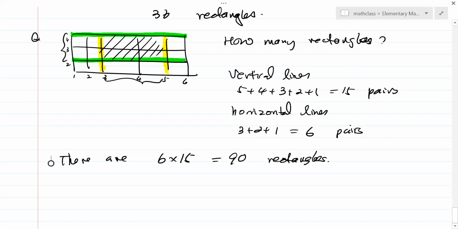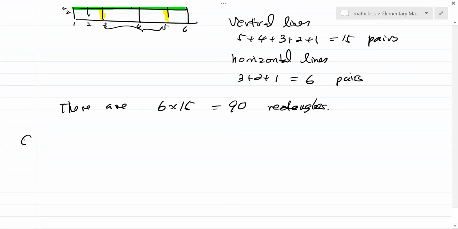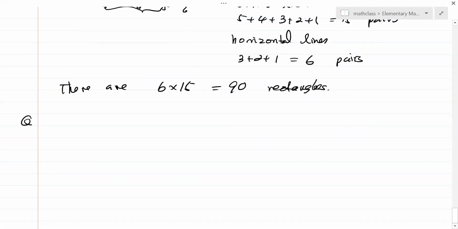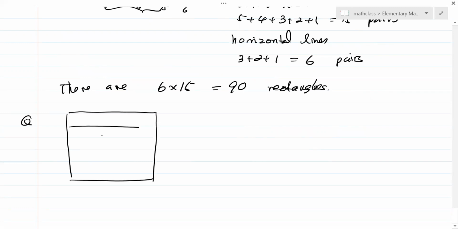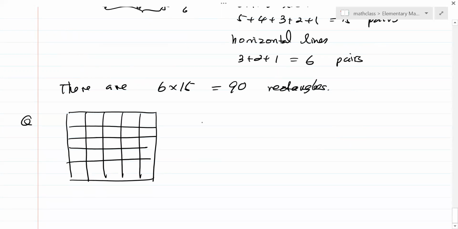Okay. I'm not going to talk about the following problem. I leave this one for you to think about. So this will be a slightly different problem. I draw 1, 2, 3. Okay. 1, 2, 3, 4. This consists of unit squares.